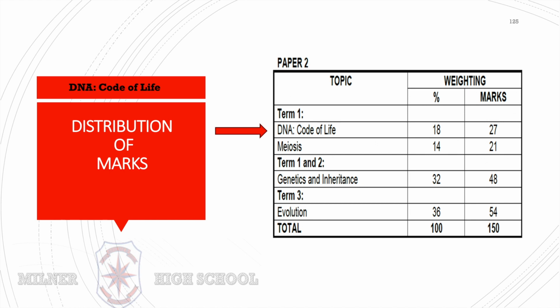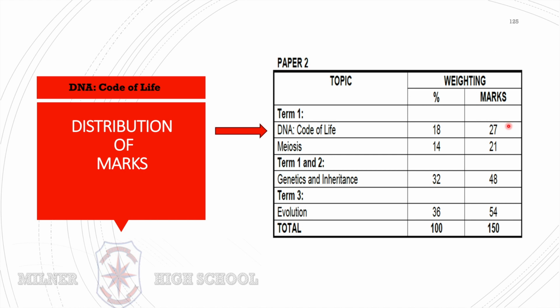Since this is the last lesson on the video series of the DNA code of life, I just deemed it important to let you know that the topic of the DNA code of life will be in your paper 2, remember, at the end of the year. And in September, when you are writing your preparatory exams, you are going to be writing 2 papers, each constituting 150 marks. The topic of the DNA code of life is going to be in your paper 2, and it's going to be 18% of the paper, and it's going to constitute 27 marks.